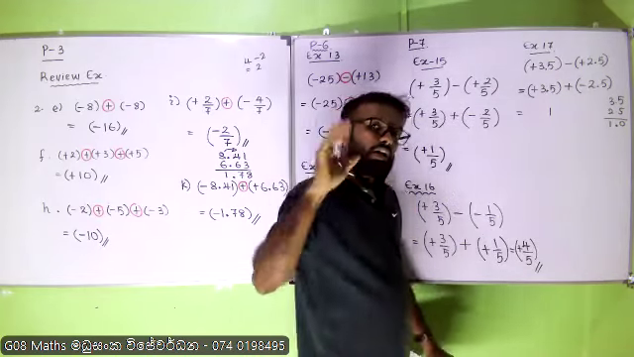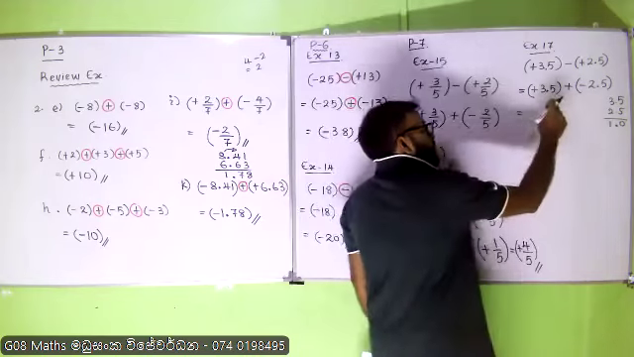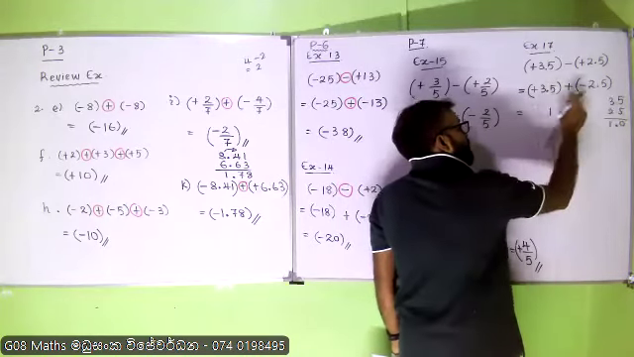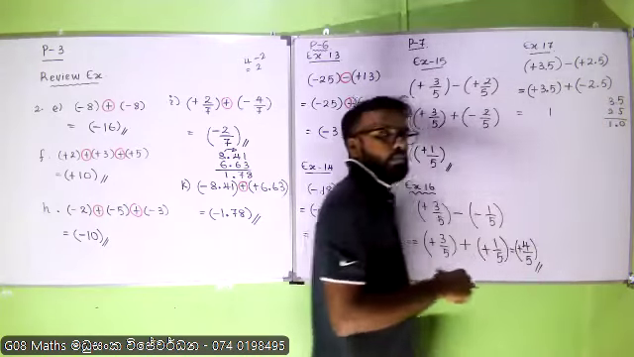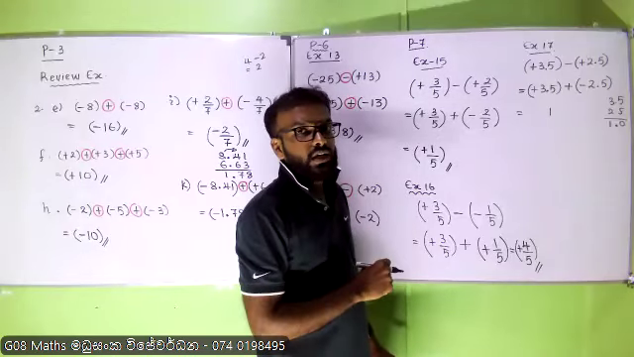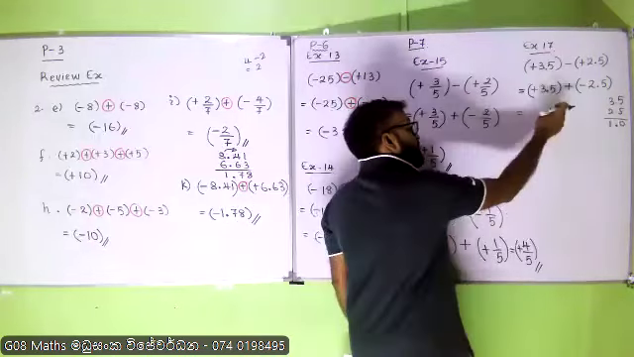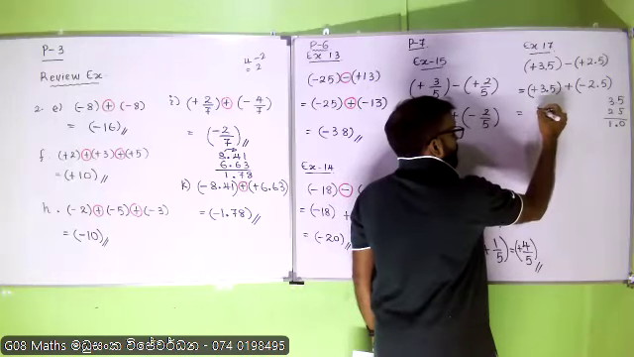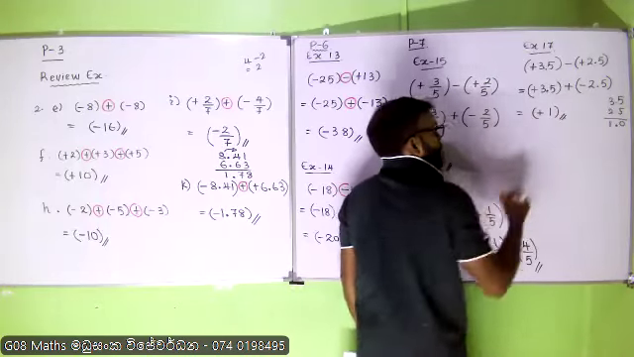So how to decide the sign of the answer? You have to check whether 3.5 is bigger or 2.5 is bigger. 3.5 is the big brother. So the big brother's sign is positive. So this is positive 1. Right?